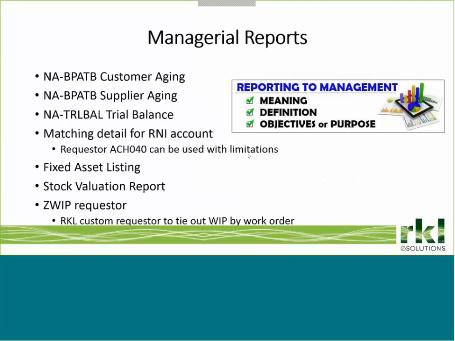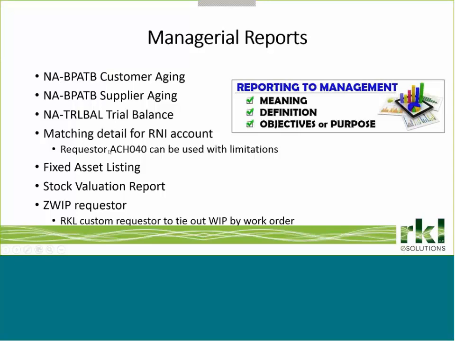So the managerial reports that are in the system that people usually tie out before they close the month. Normally you run your customer aging report and tie that out to the general ledger balance. Same thing with supplier aging, tie that to the trial balance. I've got the report names here, or the report codes actually, NA-BPATB, and the trial balance.